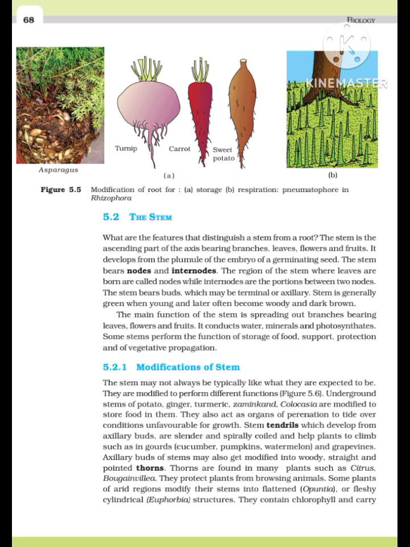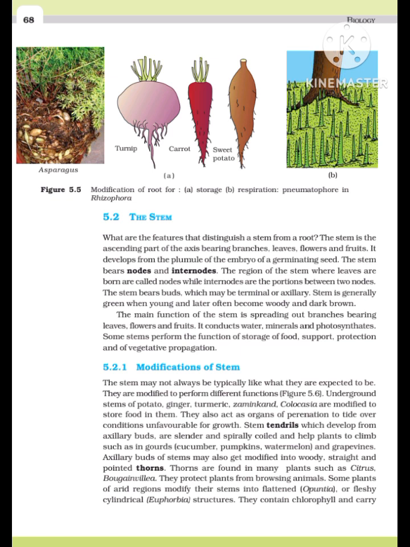Stem is generally green when young and later often becomes woody and dark brown. The main function of the stem is spreading out branches bearing leaves, flowers and fruits. It conducts water, minerals, and photosynthate. Some stems perform the function of storage of food, support, protection, and of vegetative propagation.